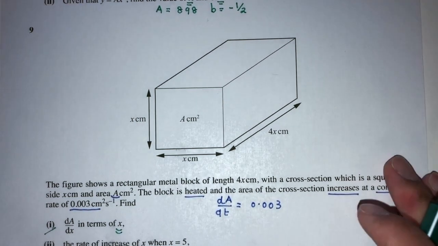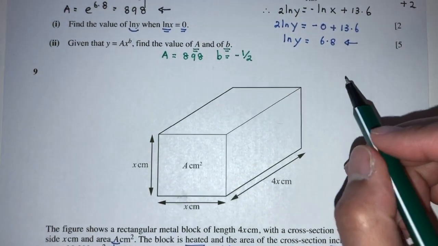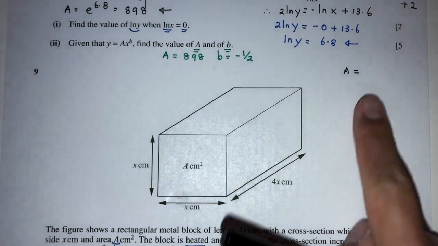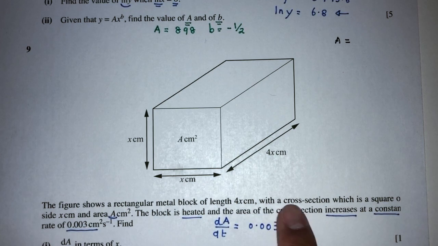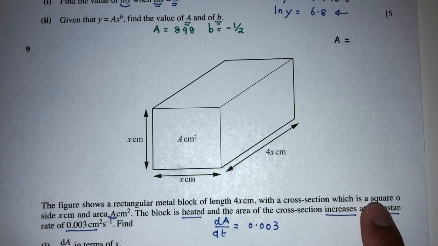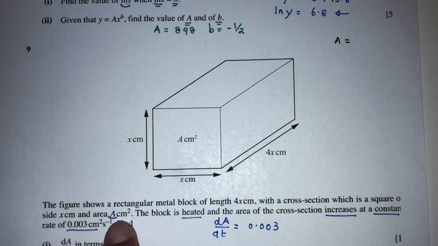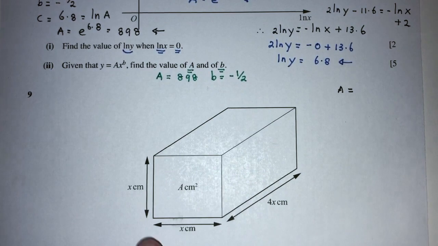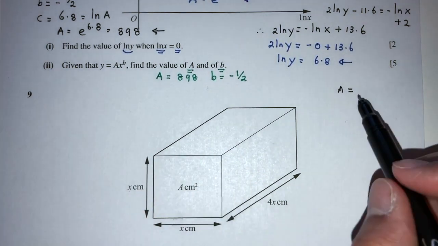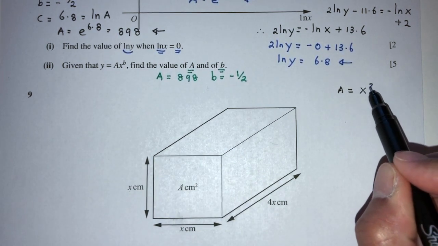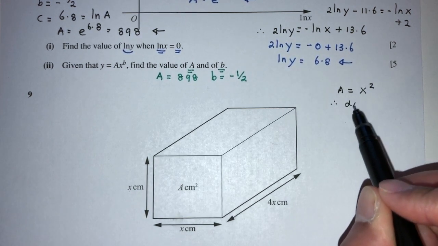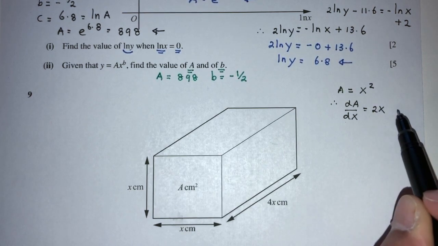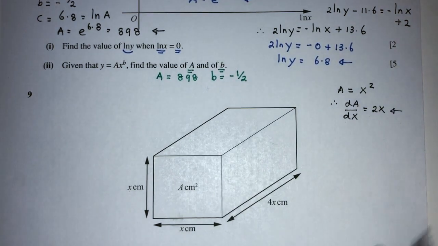So pretty easy. First let's begin. What is A? A is the area of the cross section, and the cross section is a square. Area of a square is x times x, which is x squared. So this will be easy. dA by dx has to be 2x. So that will be my answer for part 1.